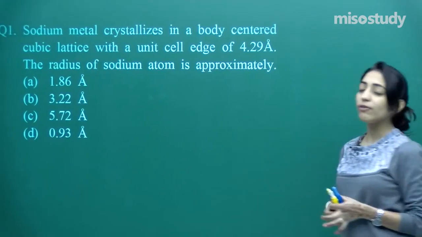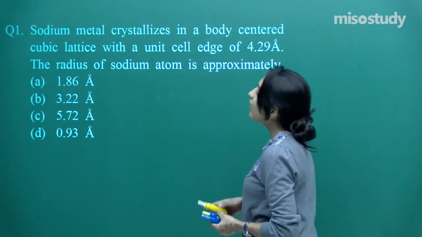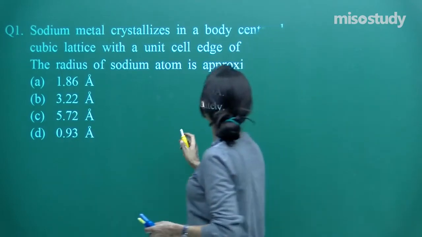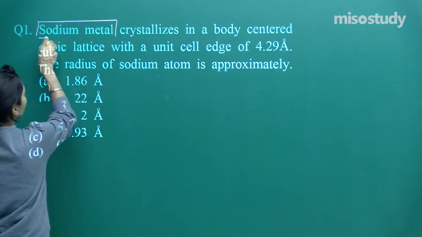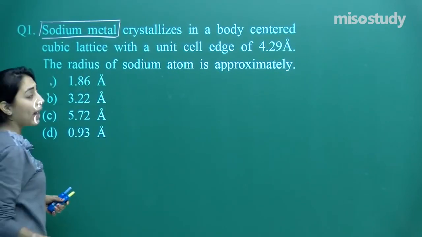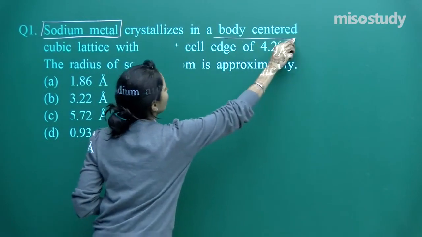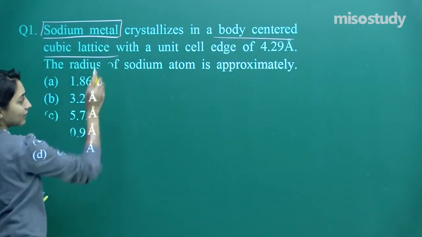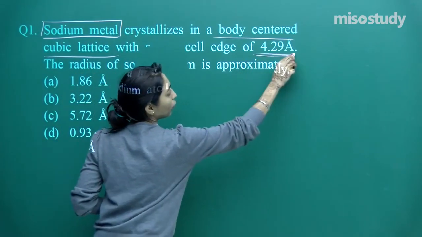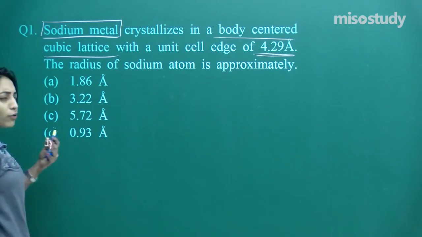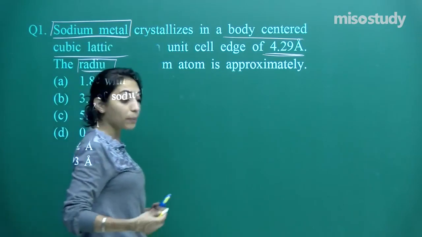So this is the very first question that you can see on the screen, and the question says that sodium metal crystallizes in a body centered cubic unit cell. So we are talking about sodium metal, and it is known to crystallize in the body centered cubic unit cell. We are also given that the edge length is 4.29 angstrom, and you simply need to find out the approximate radius of the sodium atom.